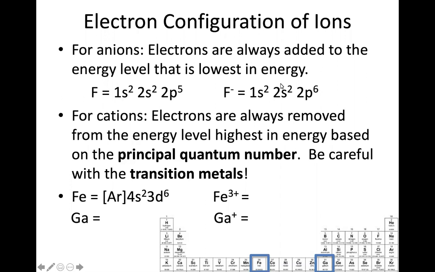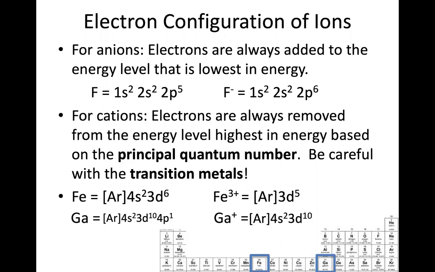So if I look at this one, what I'm going to be doing is removing from the higher principal quantum number first. For iron, if I'm removing 3 electrons, I'm removing both of the 4s because it's n equals 4. And then I'm removing 1 from the 3d. So I'd say iron 3+ would be an argon core and then 3d5. For gallium, I wrote out the whole thing that I had initially. And then if I'm removing 1 electron from that, I'm removing it from the 4p. That makes it gallium 1+.